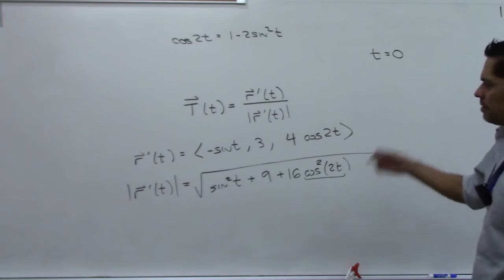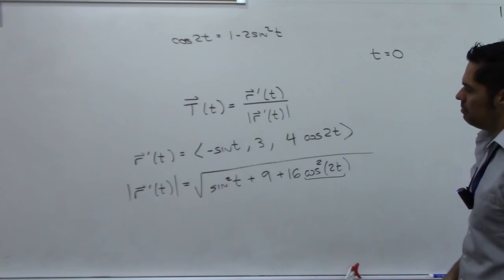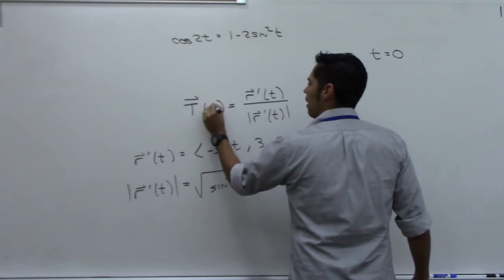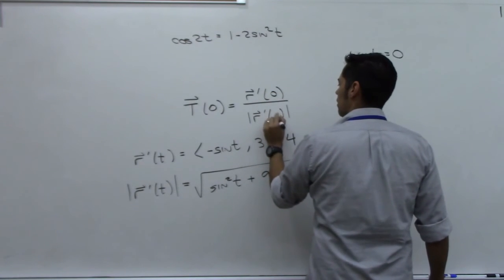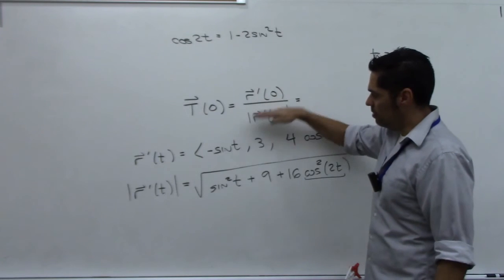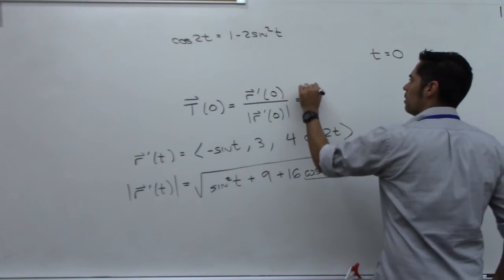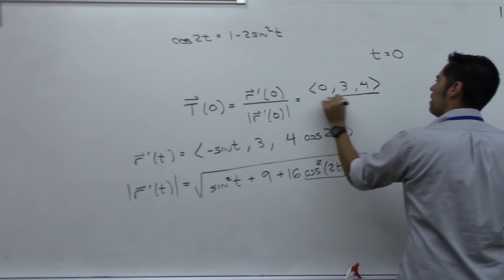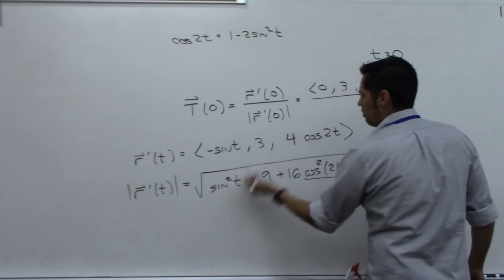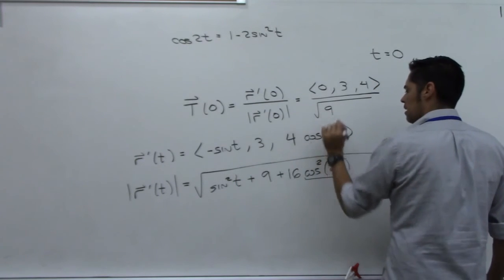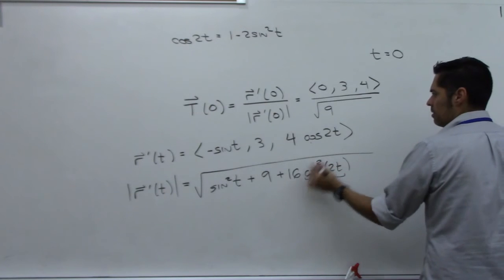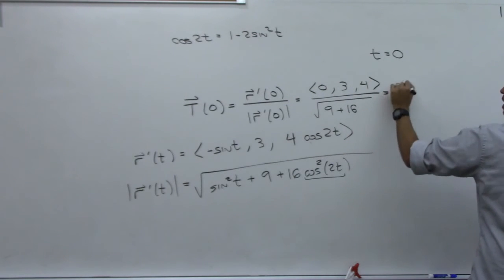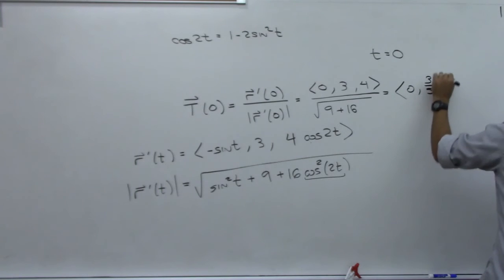I'm trying to come up with a formula for this, but they're giving us t equals 0, so all we have to do is plug 0 into both of these. So at 0, what is the derivative vector? Sine of 0 is 0, so I get the vector 0, 3, and then cosine of 0 is 1, so I get 4. I'm going to divide that by its own length: square root of 0 plus 9 plus 16, so that's root 25 on the bottom, which is 5. So I divide each of these by 5: 0, 3 fifths, 4 fifths.